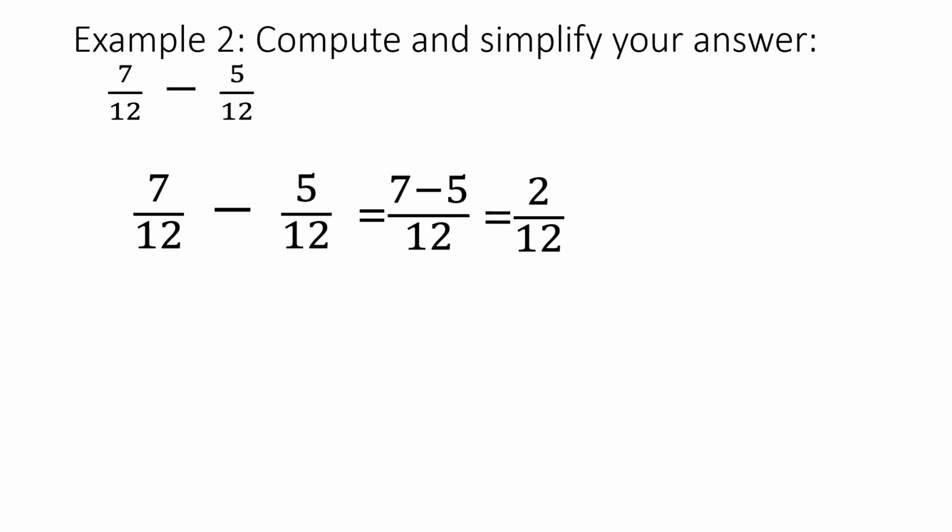2 over 12 can be simplified. They have a greatest common factor of 2, and so 2 is divisible by itself, and 12 is also divisible by 2, so that's how come 2 is the greatest common factor. So what we do to one number, if we divide the top number by 2, we've got to also divide the bottom number by 2 in order to simplify that fraction. So 2 divided by 2 is equal to 1, and 12 divided by 2 is equal to 6. So that's going to be our simplified fraction after we do the subtraction.